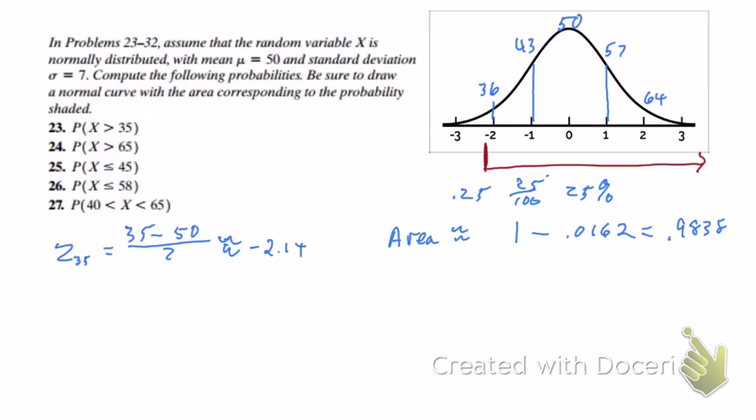All right, let's work another one. Greater than 65. So now I'm going to erase this. And now I'm wanting 65 is going to be right over here, right? I'm wanting greater than that, so I'm wanting this area out here. So what's the z-score for 65?